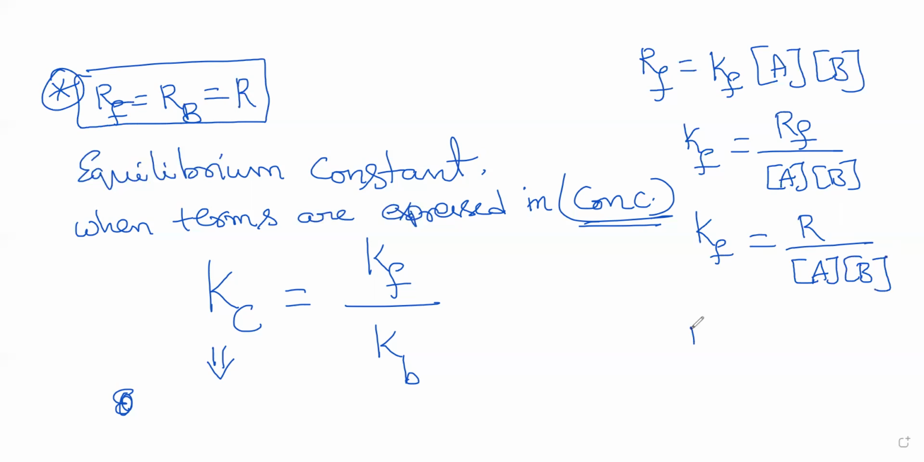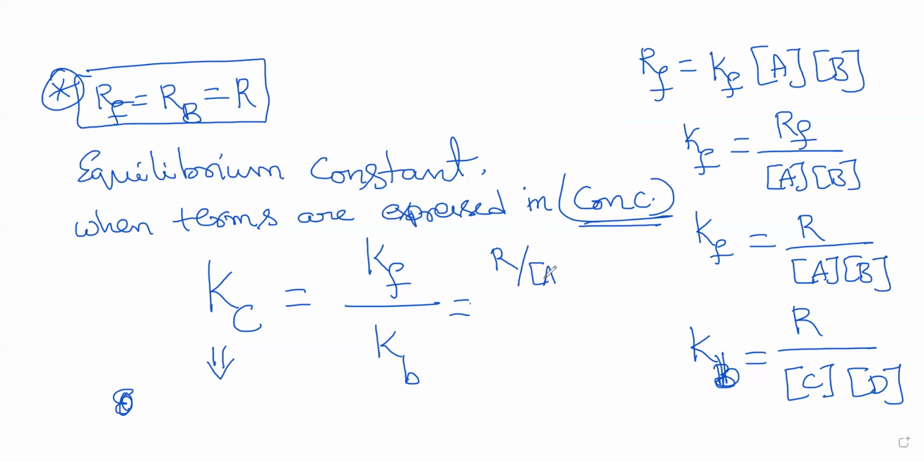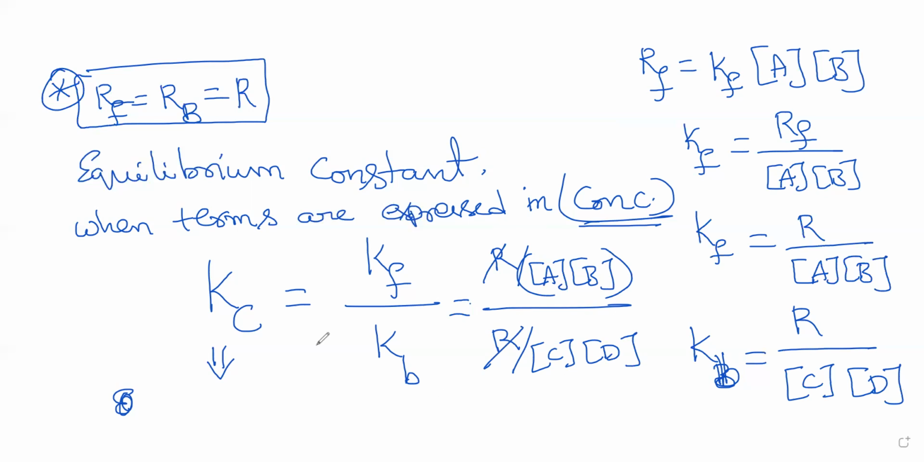Similarly, I can write K backward as nothing but R divided by concentration of C into concentration of D. We can write like this. Now let us substitute Kf and Kb here. So you get R divided by concentration of A into concentration of B, all divided by R divided by concentration of C into concentration of D. R gets cancelled, so when you topple the things, you get... please note up to here, then we'll write the result.